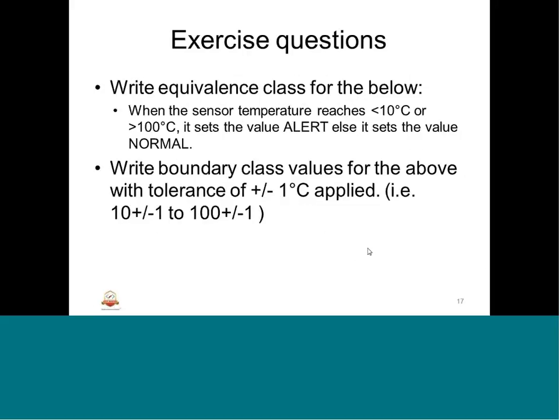So one more exercise. I think this exercise was given in the equivalence partition. I will do an extension for this. So write equivalence classes for the below. When the sensor temperature is less than 10 degrees or greater than 100 degrees, it sets the value alert, else it sets the value normal. So write boundary class values for the above with a tolerance of plus or minus 1 degree. That means less than 10 degrees plus or minus 1, greater than 100 degrees plus or minus 1, should be applied for doing the boundary value analysis.